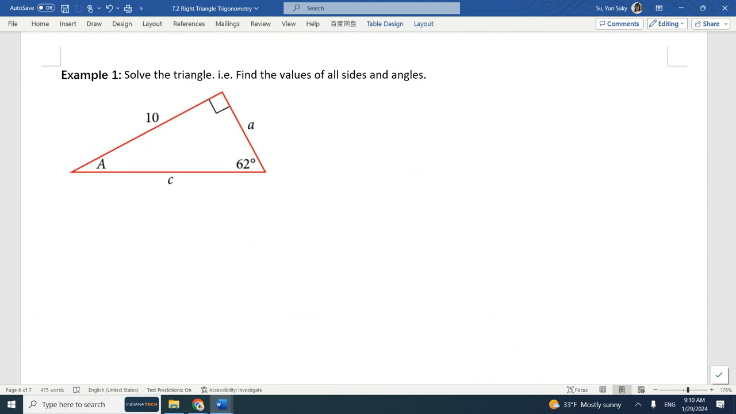Okay, here, we want to solve the triangle. That means we want to find the values of all the sides and all the angles. First of all, let's label the vertex. So usually for angles, we use capital letters. And for the small letters, we denote the sides.